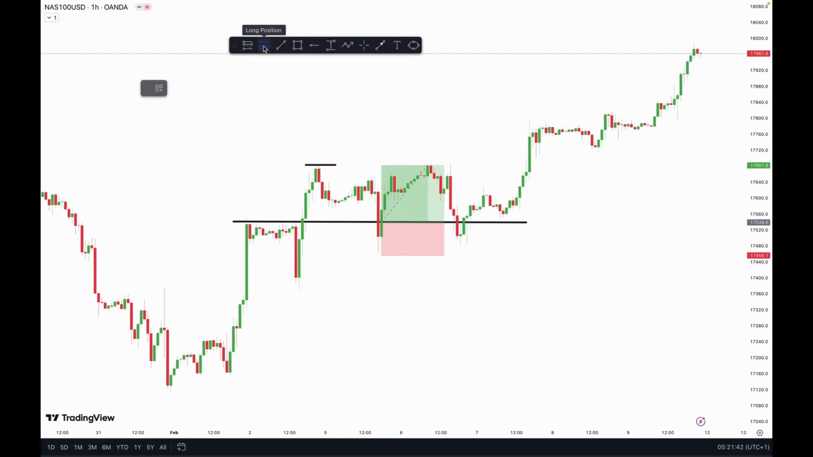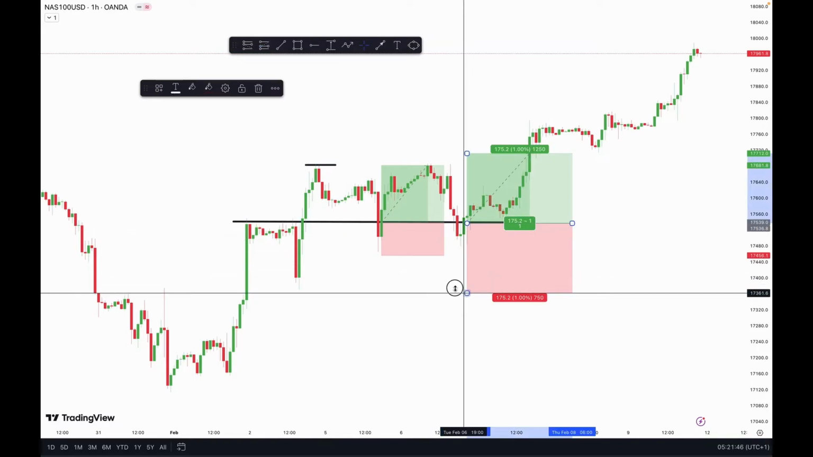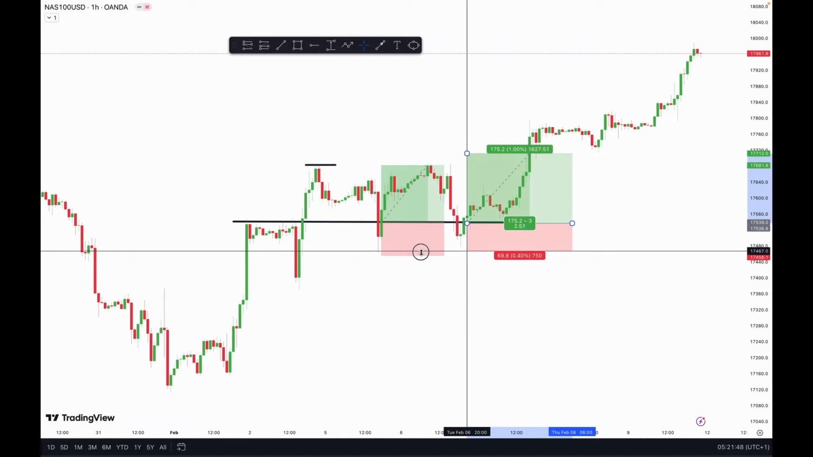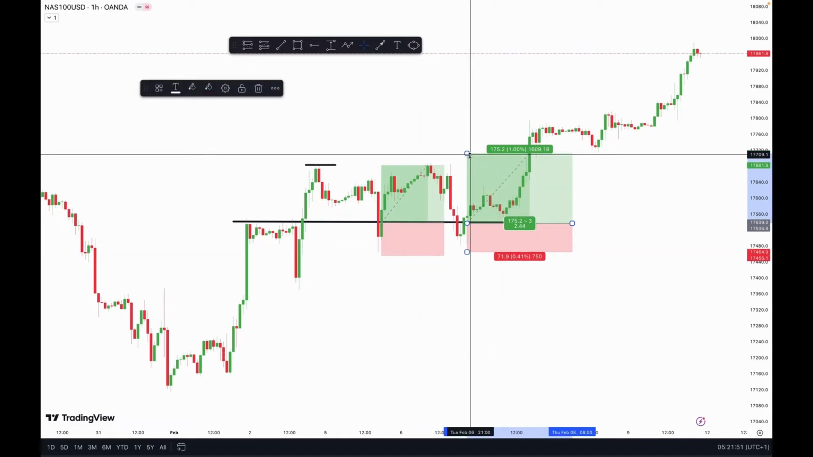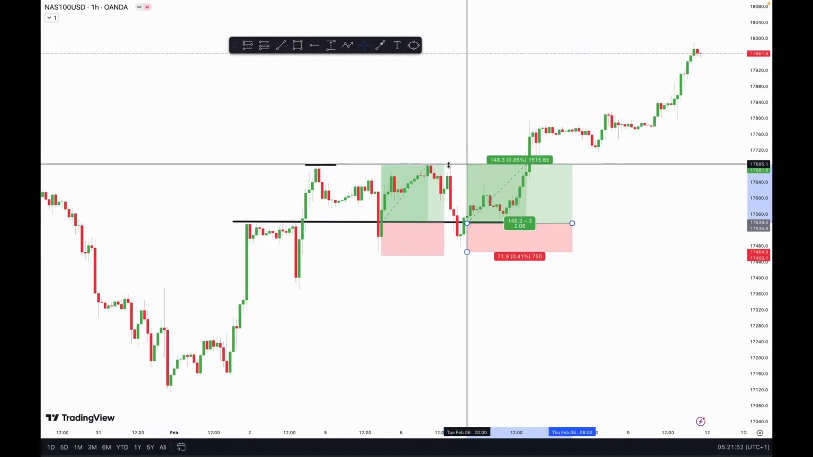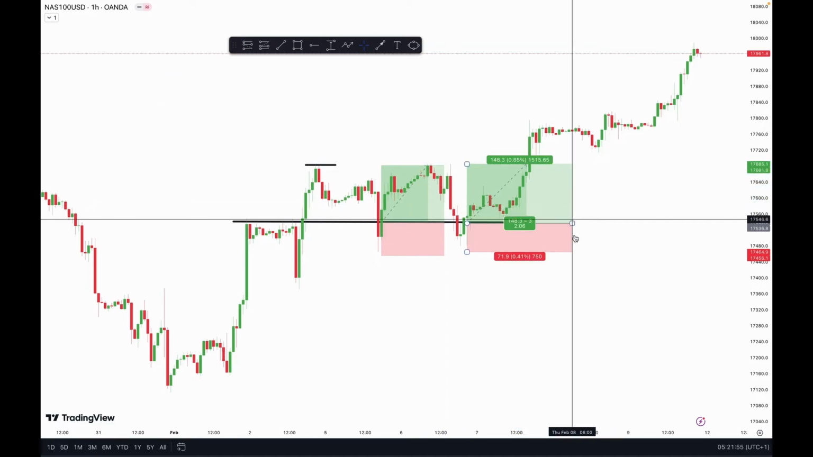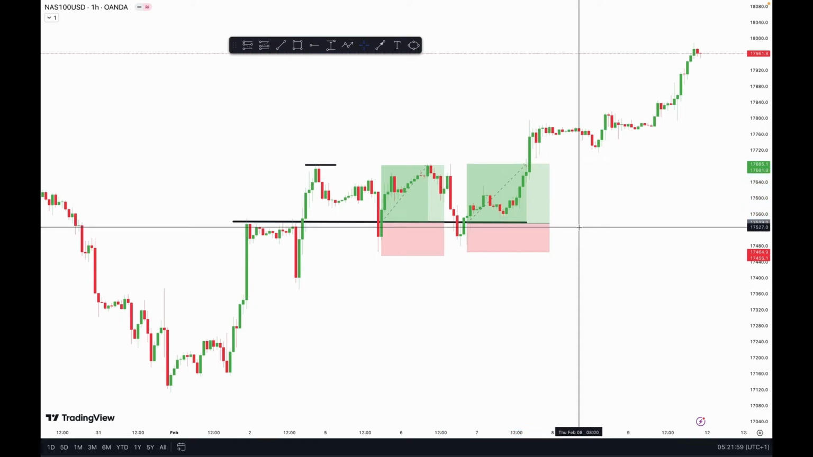So I took my buys here again. I had my stop loss here for this one, and I was targeting these same highs again. So I basically made two profits, one trade on this position.